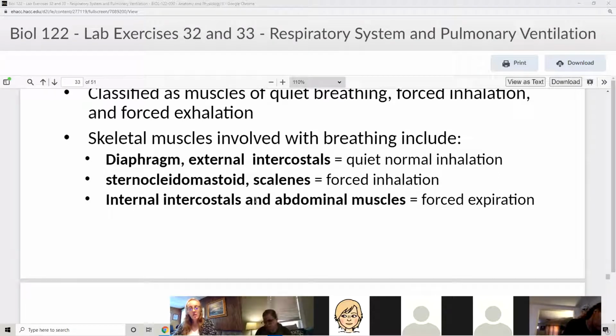Here's your rib cage. Now rather than have it be really expanded, you're going to force it out rather than just relaxing your diaphragm and your external intercostals. You're contracting your internal intercostals and your abdominal muscles to force your chest cavity to be even smaller than it would be when you're just quietly breathing, increasing that pressure even more, causing the air to move out. Is this clear?